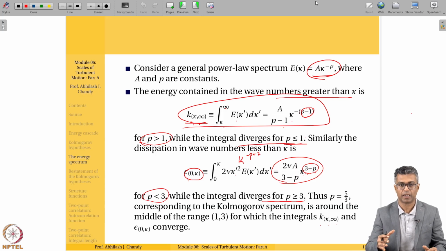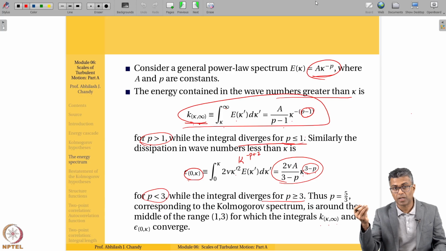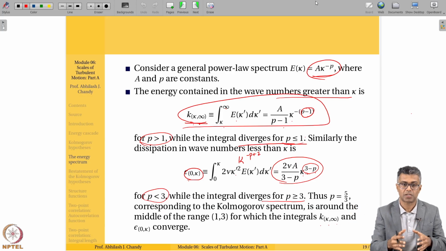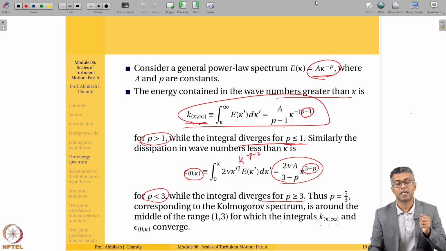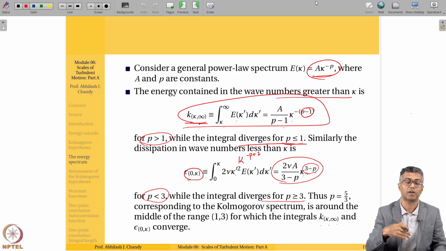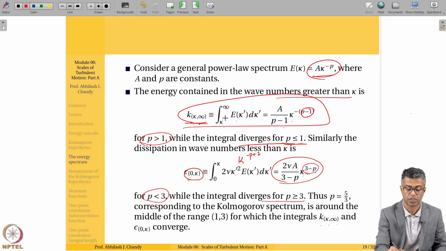So when we take the kinetic energy, we have to take the energy contained in the wave numbers larger than kappa. Because the energy is going from the large scales to the small scales, we have to consider the energy contained in the wave numbers greater than kappa. Whereas for dissipation, it increases with increase in wave number. So the dissipation happens at the smaller scales, at the larger wave numbers. Because of that, we consider dissipation in the wave numbers less than kappa. So dissipation would be integral 0 to kappa. On the other hand, turbulent kinetic energy would be integral kappa to infinity. That's what we have shown here in this first integral and in this second integral as well.